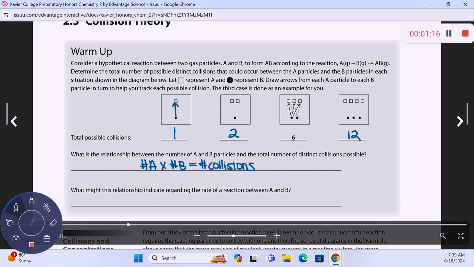So what this tells us is the number of collisions that you have should increase the reaction rate. So that means an increase in the number of A and an increase in the number of B should lead to an increase in the number of collisions, which should produce product faster. And that leads us to an increase in the rate of the reaction. So the rate is generally how quickly you produce product over time.